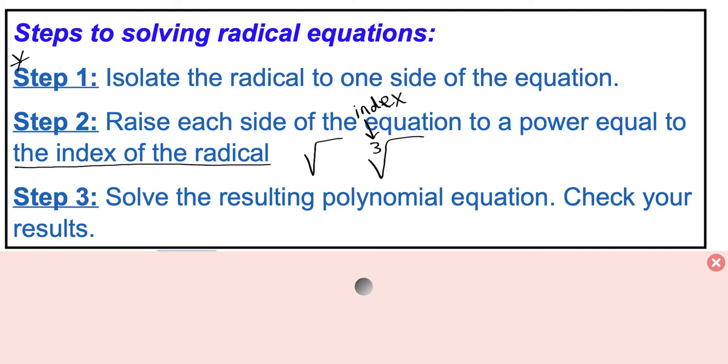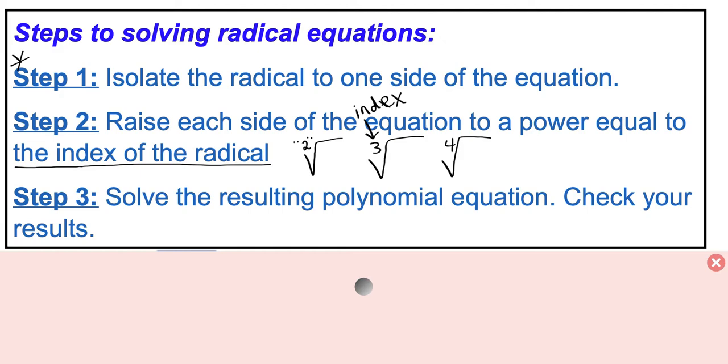Okay, so if I have a cube root, I'm taking both sides to the third power. If I have a fourth root, I'm taking both sides to the fourth power. This is a square root, so really this is just an implied 2 inside that little index there. That's the radical. A square root has a 2 there, but you don't write it because it's implied. So step 3, solve the resulting polynomial equation.